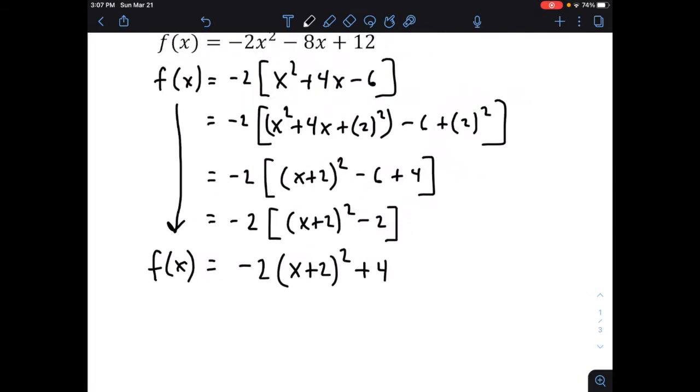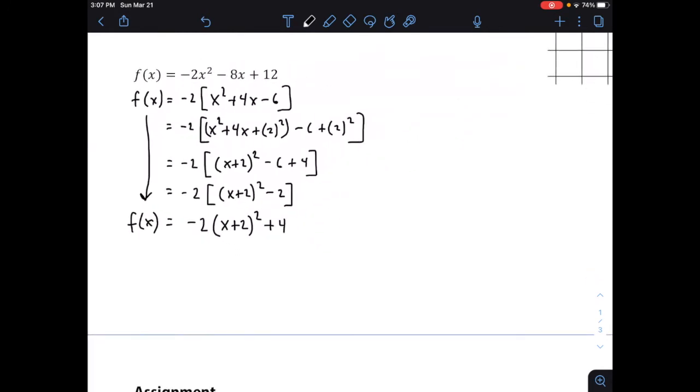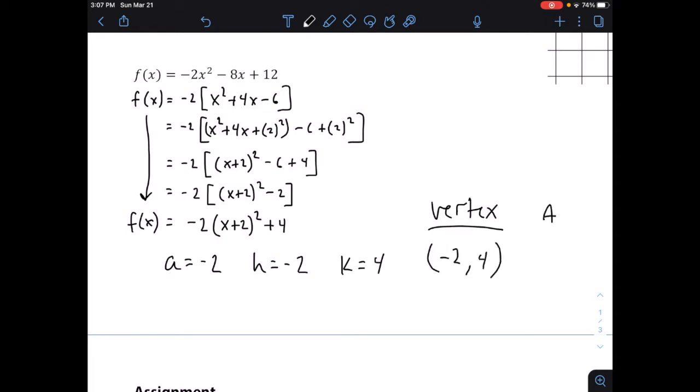We converted this thing to vertex form, and now we just need to identify our a is negative 2. Our h is also negative 2, and our k is 4. Okay, so that means our vertex is (h, k), negative 2, 4, and our axis of symmetry is the x value, x equals negative 2.